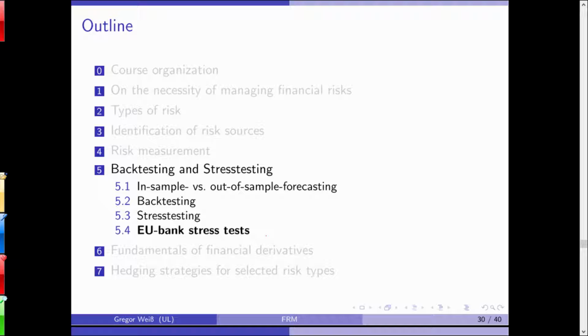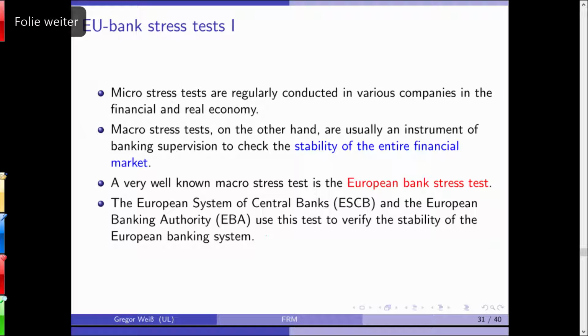But it would be interesting, for example, banks probably have done a stress test scenario for Brexit. As soon as the Brexit vote came in, I'm pretty sure all banks went to the risk management departments and told them, okay, tell us what are the potential consequences of a hard Brexit. This is probably what has been done in banks. Stress testing usually is associated with macro stress tests, and the most famous ones are the EU bank stress tests.